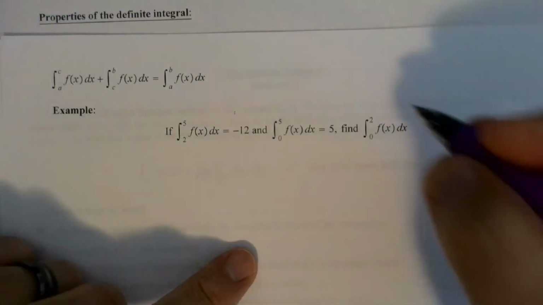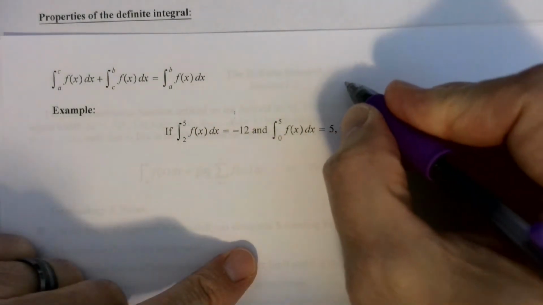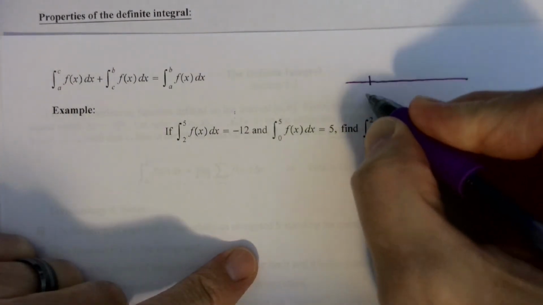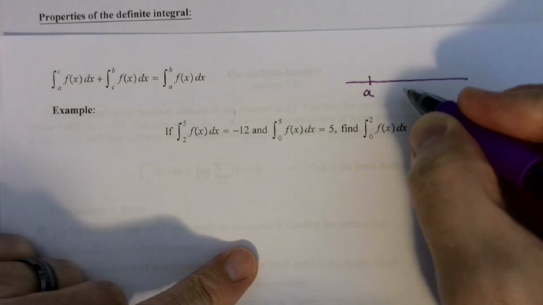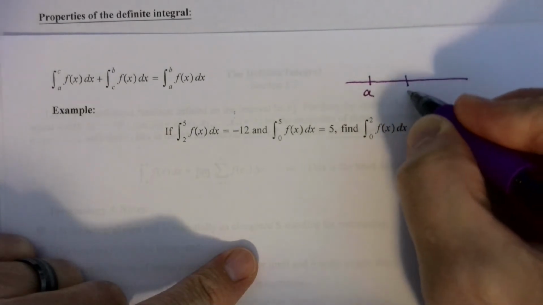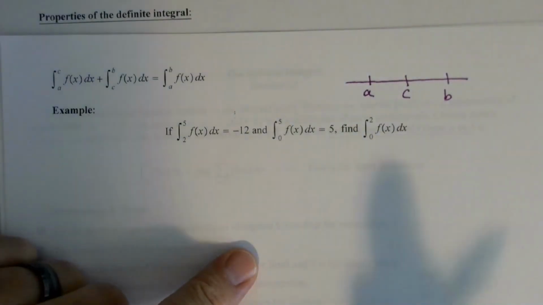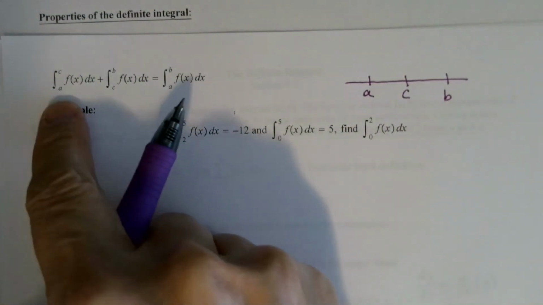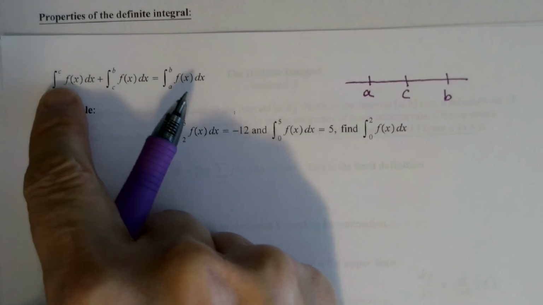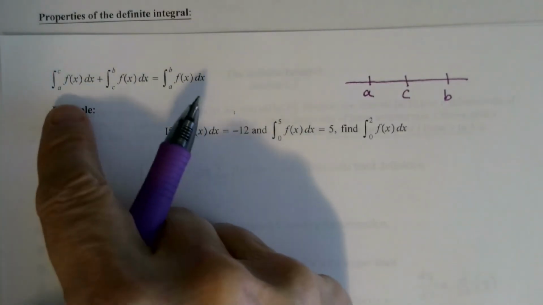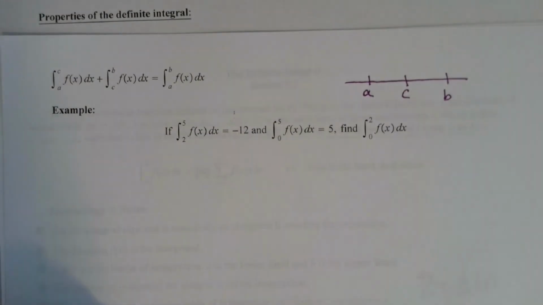Now, let me draw a picture that might help illustrate why this is true. I'm going to assume that a is less than c, and that c is less than b. It doesn't have to be like this. Remember, the value of a doesn't have to be less than c. The value of c does not have to be less than b. Just because a is the lower limit doesn't mean a is less than c. But I'm going to assume it's that way.